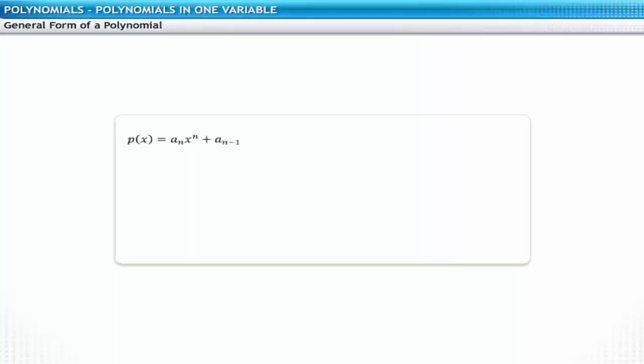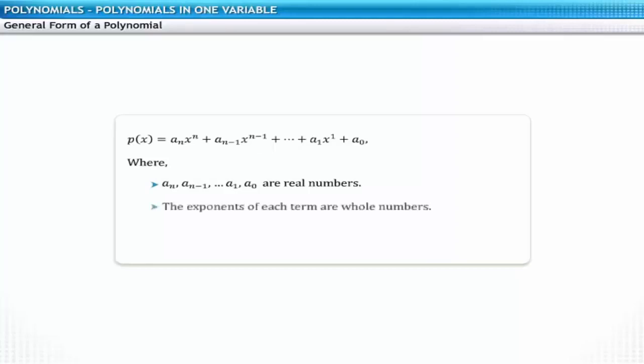The general form of a polynomial in one variable is p of x is equal to a_n x to the power of n plus a_(n-1) x to the power of n minus 1 plus and so on till a_0, where a_n, a_(n-1) and so on till a_0 are real numbers. The exponents of terms are whole numbers. The highest exponent, n, is the degree of the polynomial, where a_n is not equal to 0.